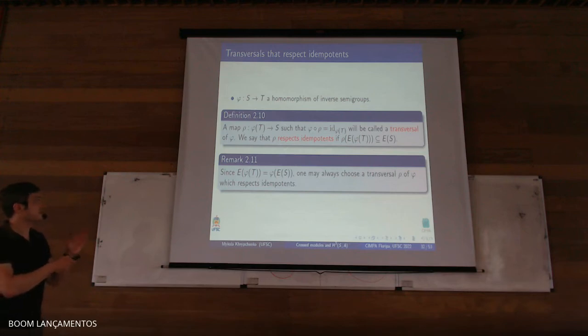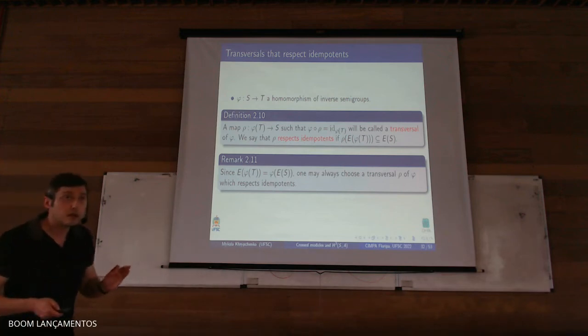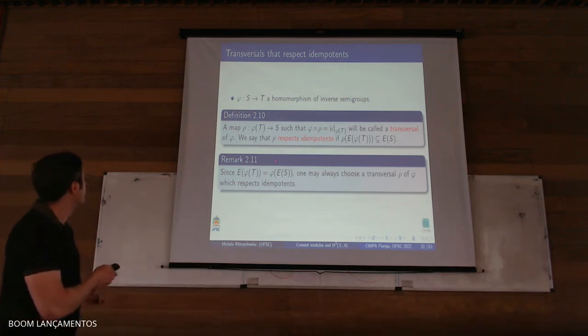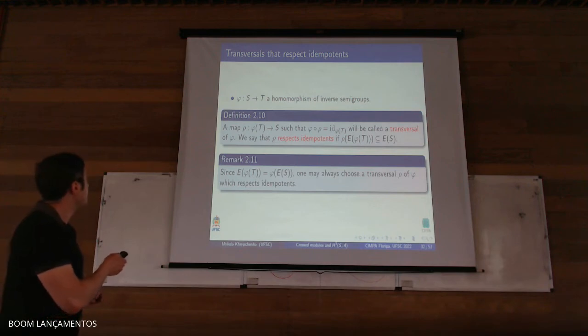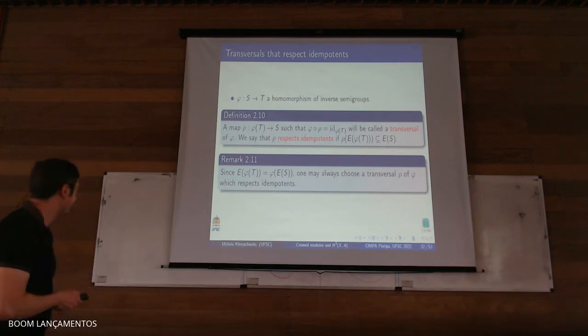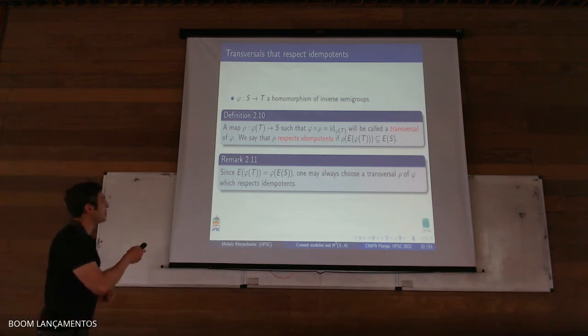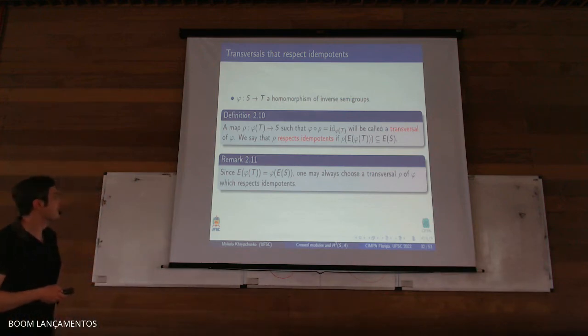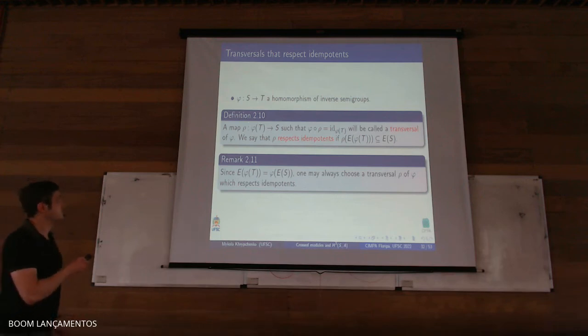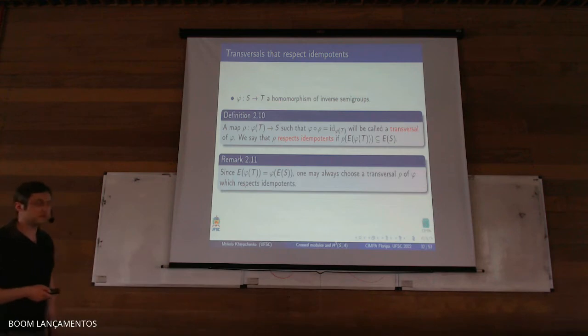So this is just a notation. Right? Yes. It should be phi of S to T. Yes, you're right. Yes, from phi of S to T. Thank you. And I'll consider the more general case where rho is not an epimorphism, it's not surjective. So it should be phi of S. And you can always choose a transversal which respects idempotents if you have a homomorphism between inverse semigroups.